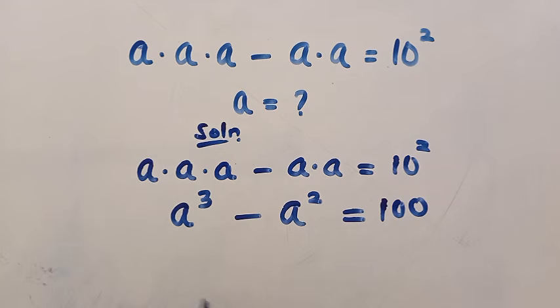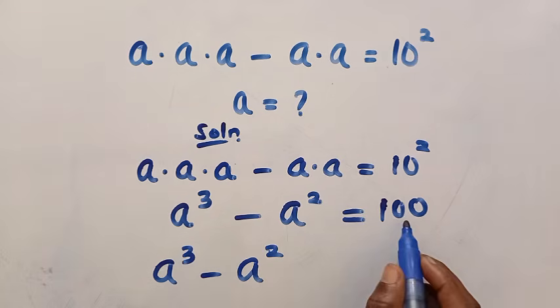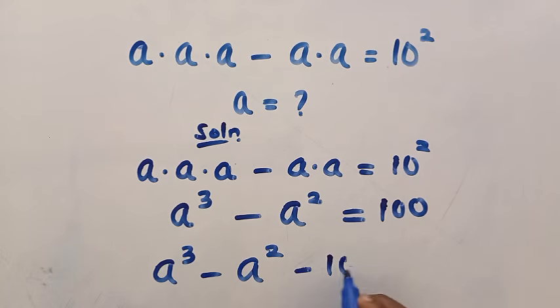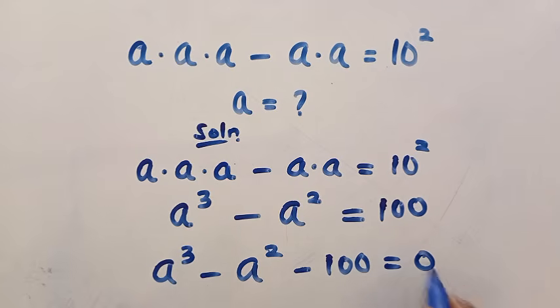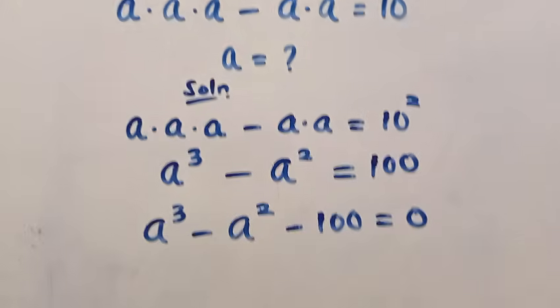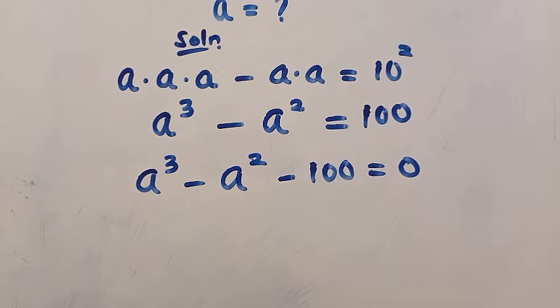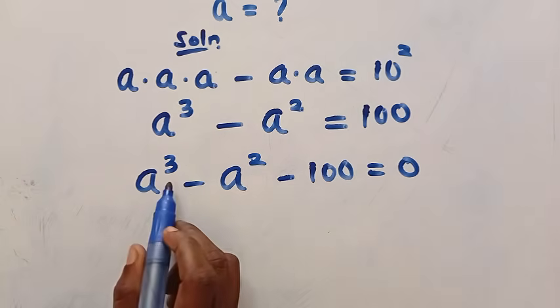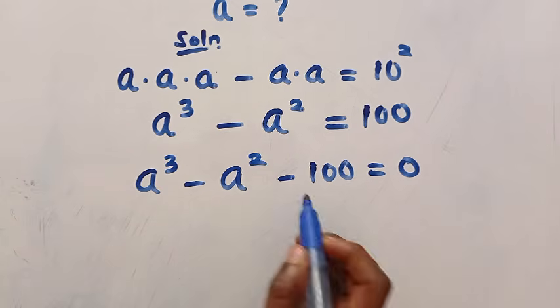And by rearranging this, we are going to have A power of 3 minus A power of 2. Taking 100 to this side, we have minus 100 equals 0. And by now, we should have guessed what the answer is. But this video is meant for not guessing. We have to solve it algebraically. We have A cube, this is A squared, this is 100.